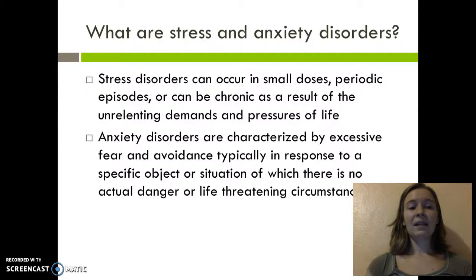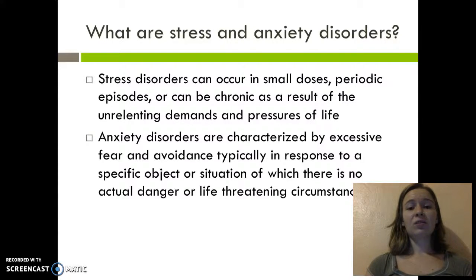The second is episodic acute stress, and this is constant. So it's a constant overload. I would describe it as a series of unfortunate events, basically. So you're having a bad day, a bad week, a bad month.